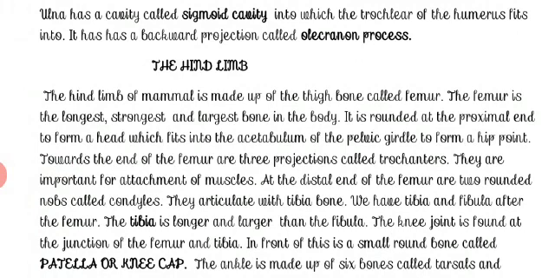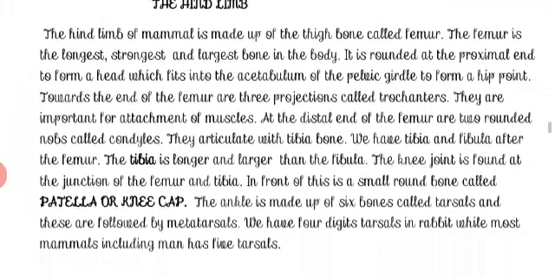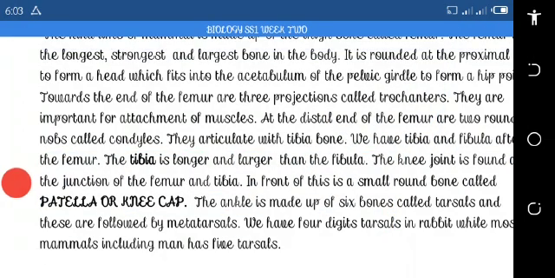At the distal end of the femur, remember we have talked about the proximal end having a round shape which fits into the acetabulum of the pelvic girdle. Now at the distal end, there are two rounded knobs called condyles. Again, at the distal end we have two rounded knobs referred to as what? Condyles. These articulate with the tibia bone.